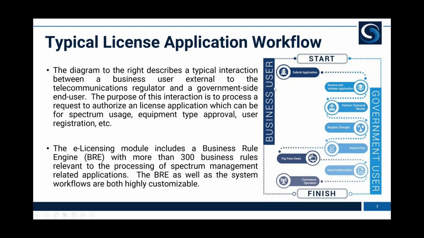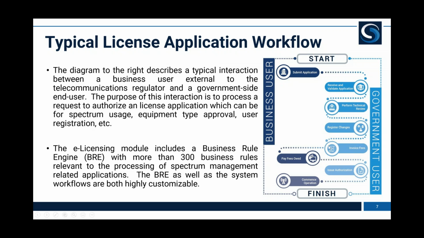they prepare and submit an application, and then it is sent to the government side user or the internal user. And then the internal user receives and validates the application, and then may perform a technical review. This can include an interference analysis, electromagnetic compatibility assessment, etc. And then finally, they determine whether to authorize or reject the request. If they approve it, eventually it will go to a registration and an invoicing phase. And there can be other steps there that can be coordination steps, etc.